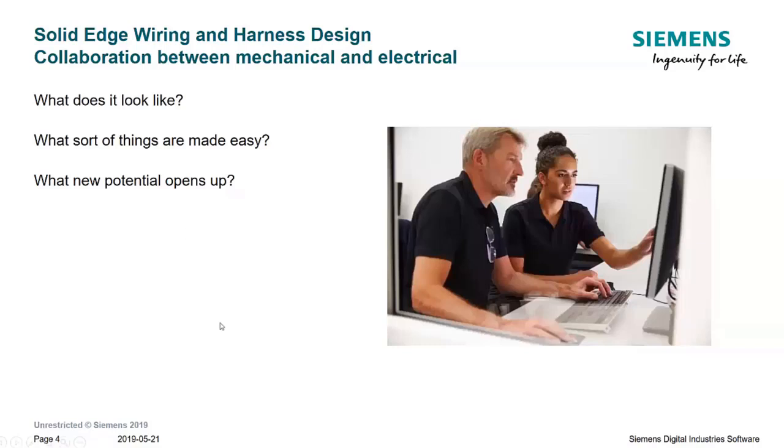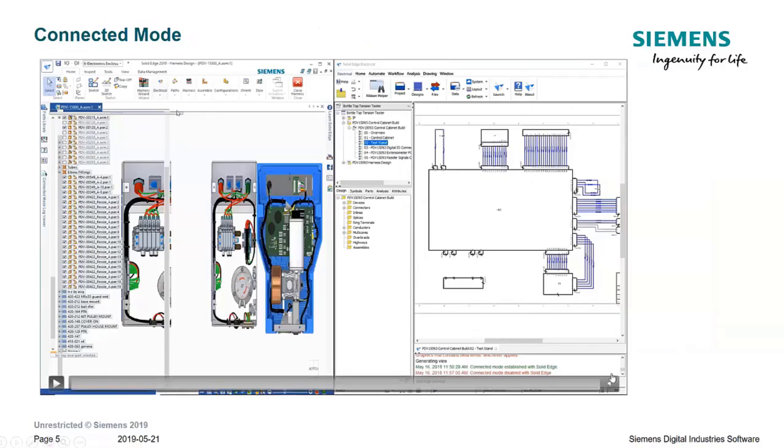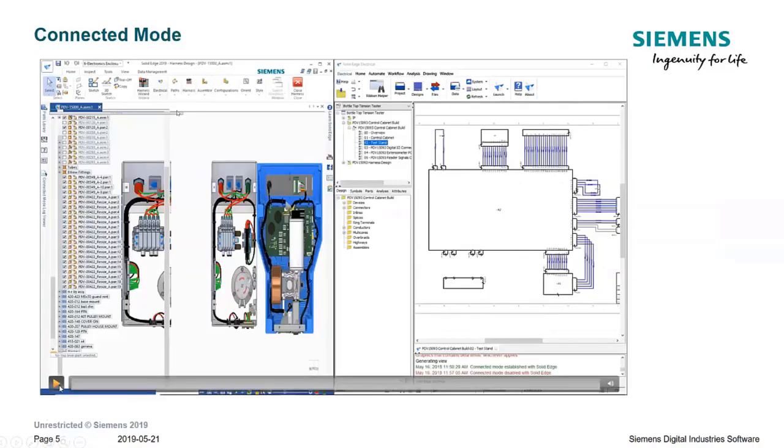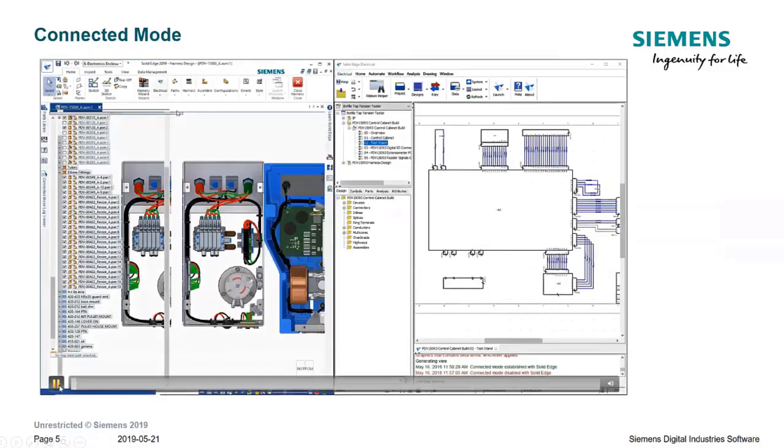So maybe this woman is just pointing out to the mechanical engineer that a repackaging of some mechanical elements will necessitate a late rerouting of the harness. So how, as Chad says, you can deal with this is a number of techniques. You can pass files back and forth, or this is Solid Edge mechanical and Solid Edge wiring design co-controlled by two people on one screen.